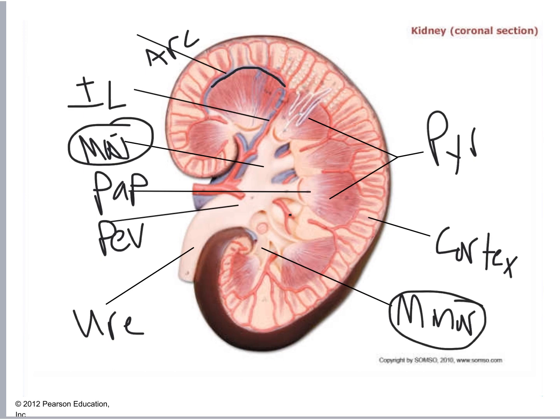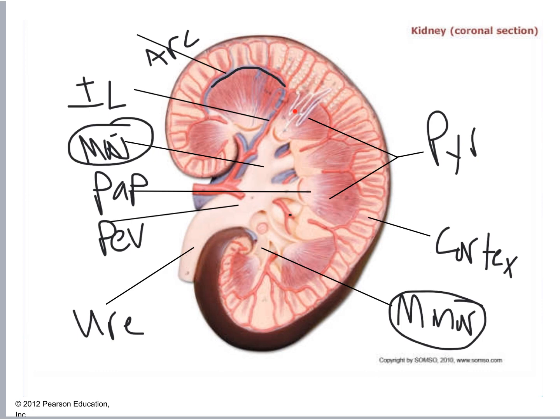All right, so arcuate vessels are these vessels that go along the base of the pyramid. Interlobar vessels are these vessels in between the lobes of the kidney. Major calyx is right here. Renal papilla is right there. Renal pelvis is right here. And then ureter right here.